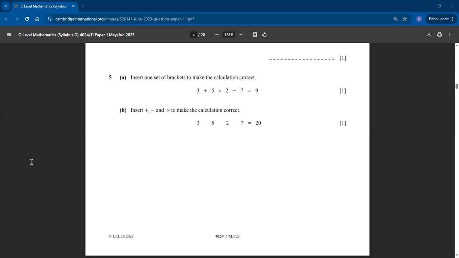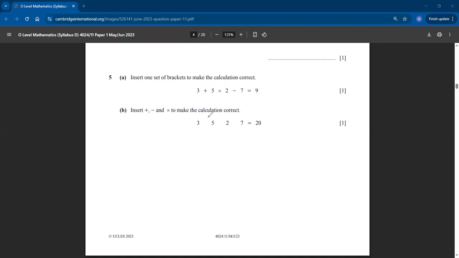Okay, let's take a look at part B. Insert a plus, minus, and a multiplication to make the calculation correct. So again, this is going to be trial and error. However, you're supposed to do it mentally, okay? What are you supposed to insert? An addition sign, a negative sign, and a multiplication sign.